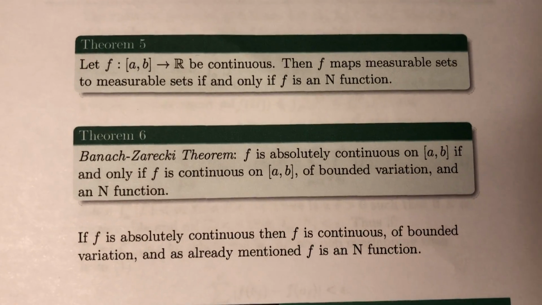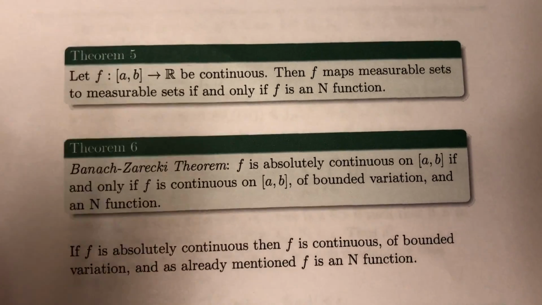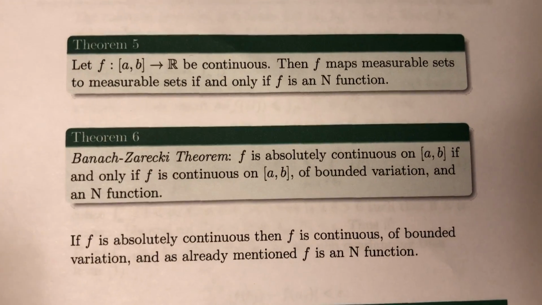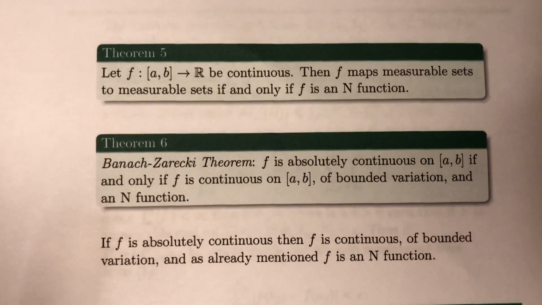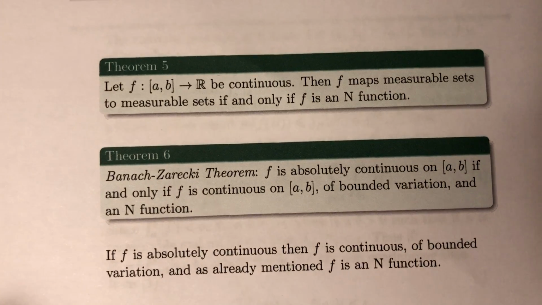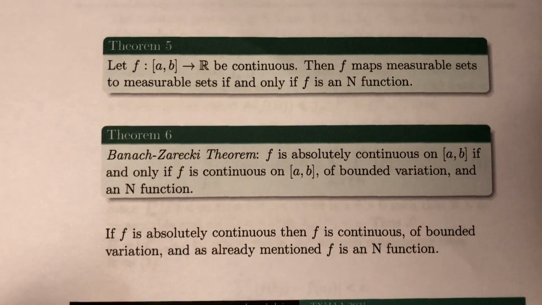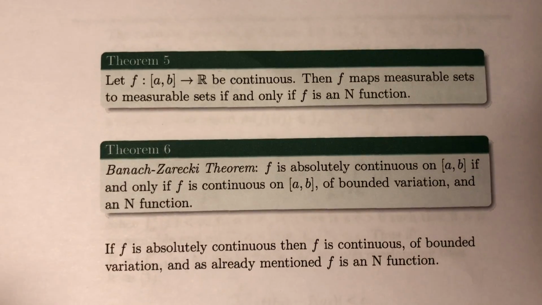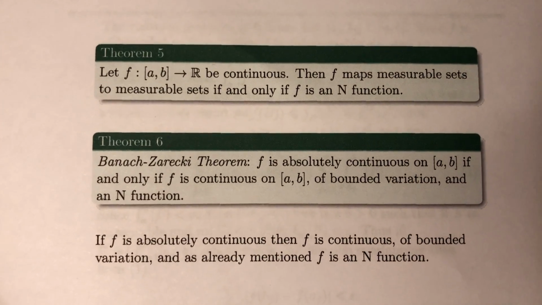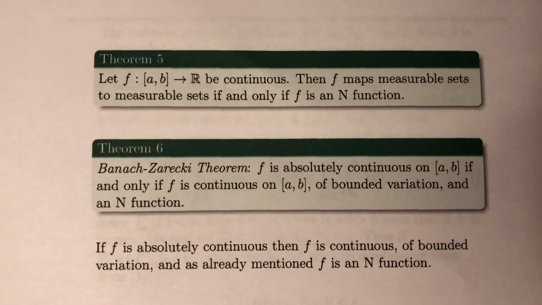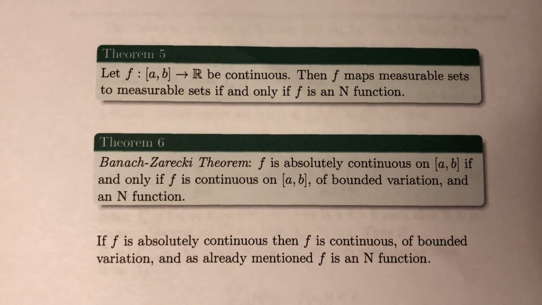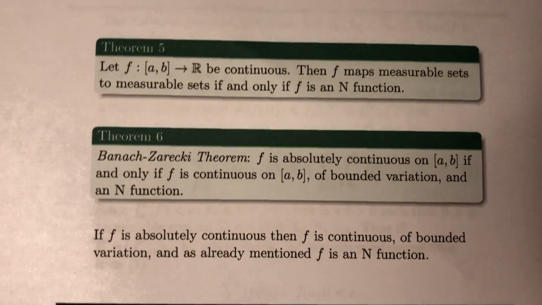So one direction is not so hard, and it follows from stuff we've already mentioned. If f is absolutely continuous, then it must be continuous. And it's also true that it's of bounded variation. And as we said earlier, quoting one of the first theorems that we mentioned, an absolutely continuous function maps sets of measure 0 to sets of measure 0. So, in fact, f is an N function.